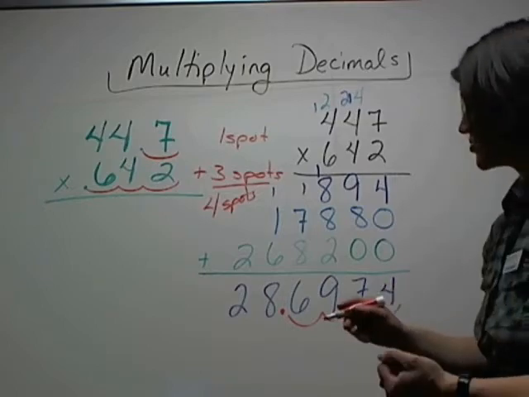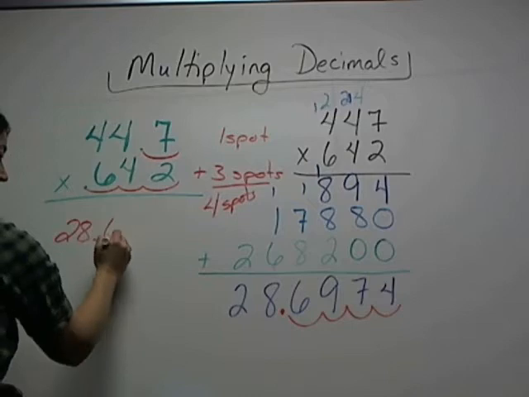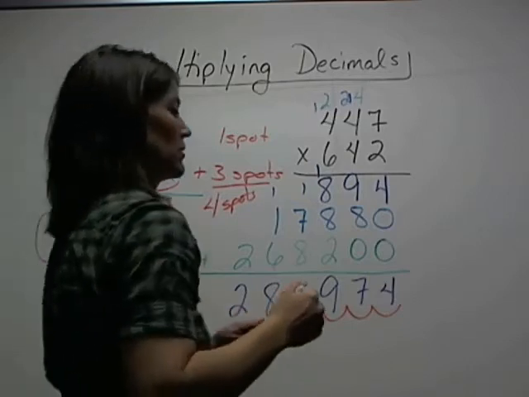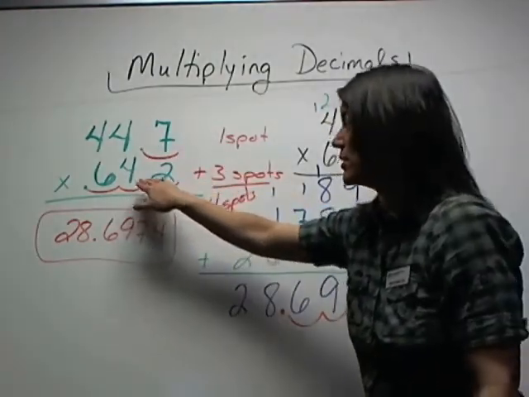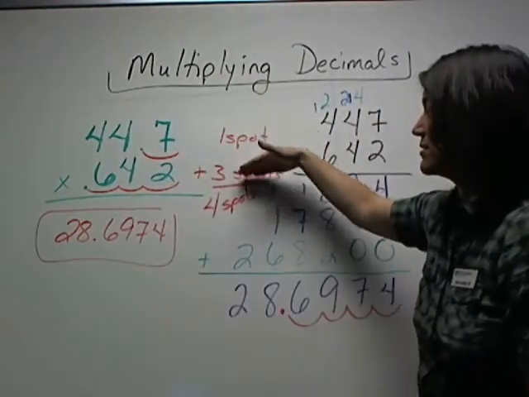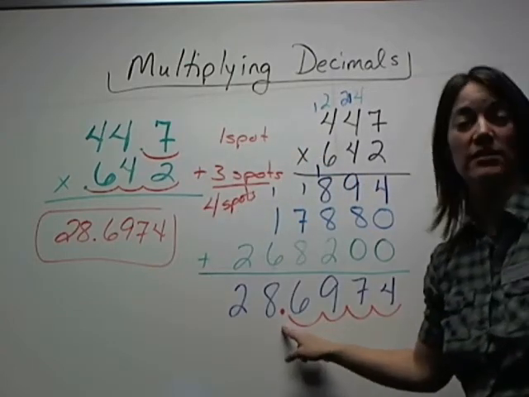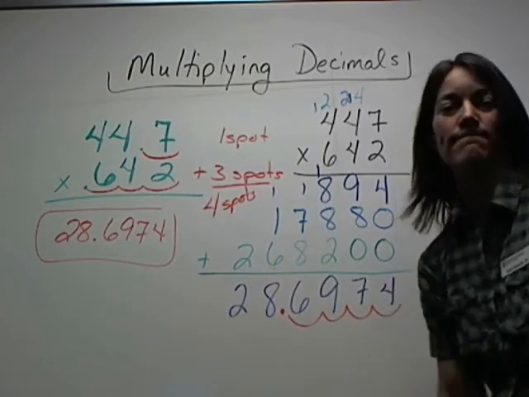So the final answer to this problem is 28.6974. Move the decimal point out in all of your numbers, find the total number. That's how many spots you move it in at the end. If you move it out here, you move it in at the end.